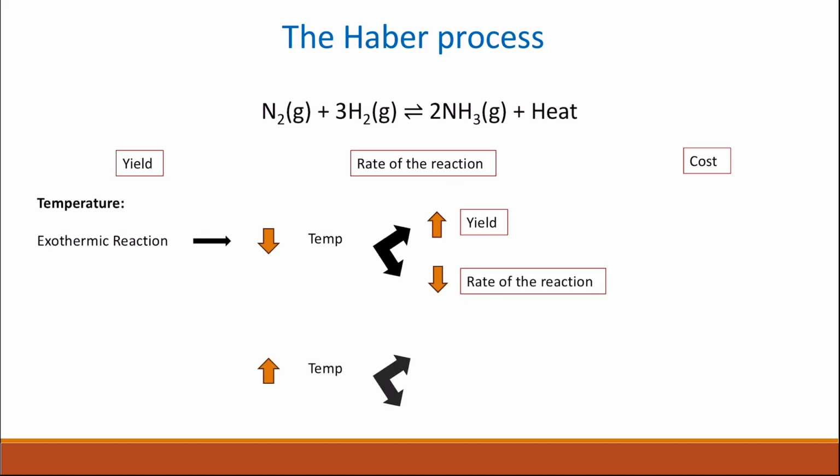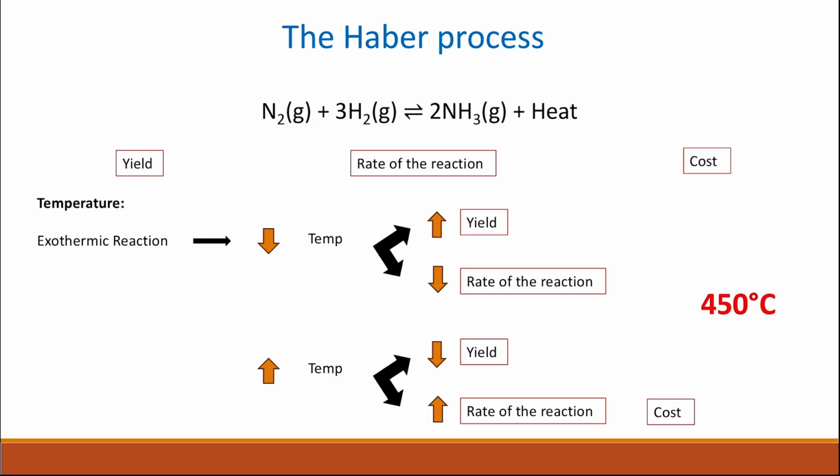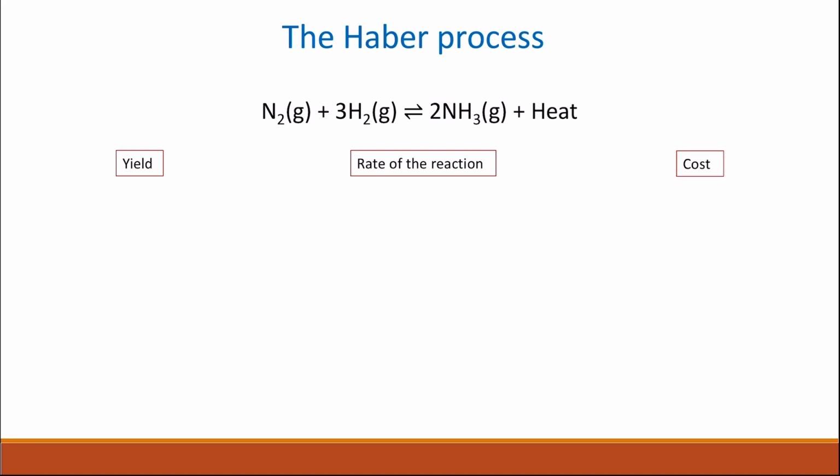However, if we increase the temperature, that will lead to a decrease in the yield because the reaction now will be pushed toward the left-hand side where there is more of the reactant than the product, but higher temperature will increase the rate of the reaction and also will increase the cost of the whole process. So to balance all of these factors, the optimum temperature for the reaction is 450 degrees. Well, there is a balance between a good yield and a good rate of the reaction, in addition to a reasonable cost. The second factor here is the pressure.